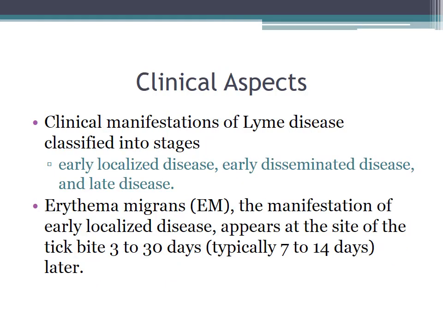Turning towards the clinical aspects, Lyme disease is classified into stages. There's early localized disease, early disseminated disease, and late disease. Erythema migrans is the manifestation of early localized disease, and it appears at the site of the tick bite 3 to 30 days, most commonly 7 to 14 days later.